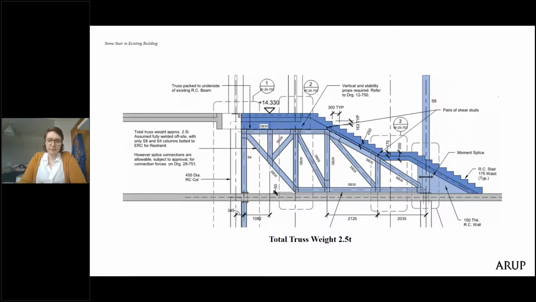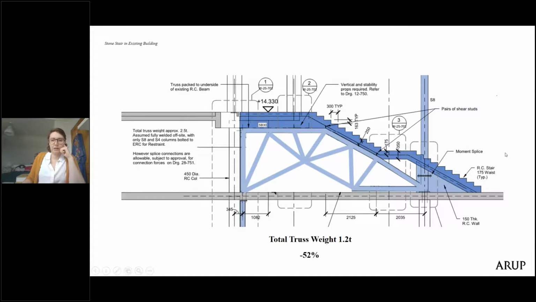And finally, here's a truss that is hidden from view, so it doesn't have architectural constraints, and we were purely driving the structural design of this, supporting a stone stair in an existing building where we had complex boundary conditions that meant we needed to limit the amount of load that we were passing to the structure.